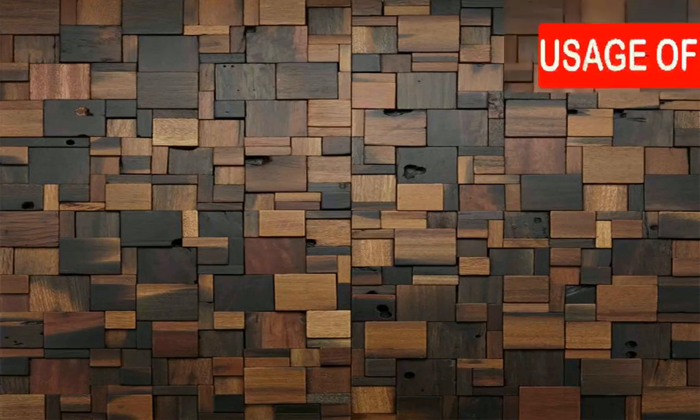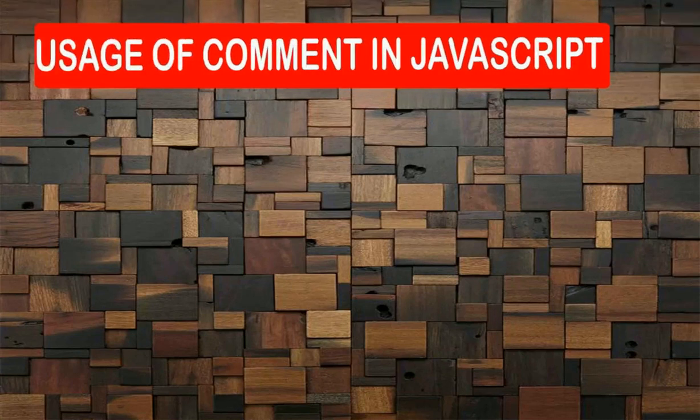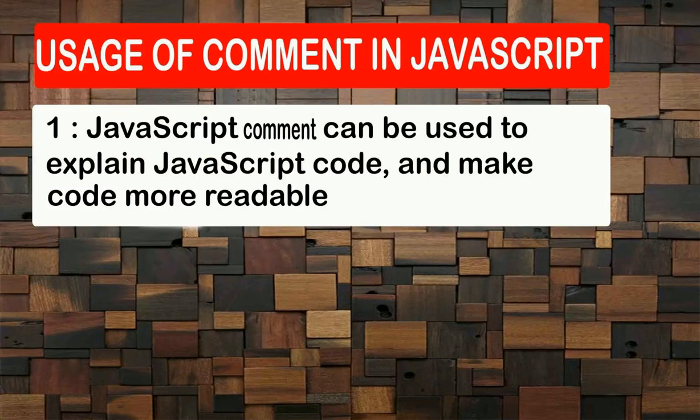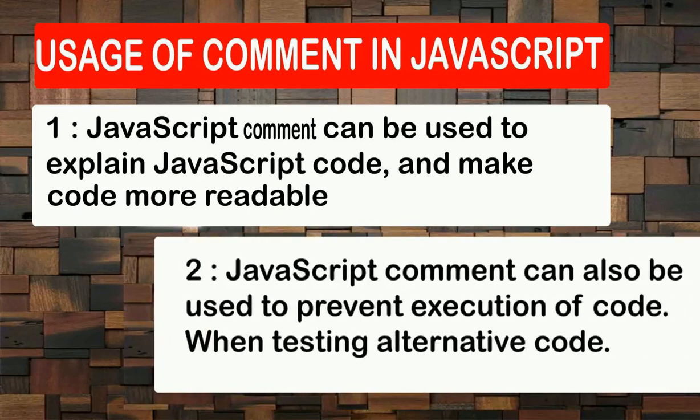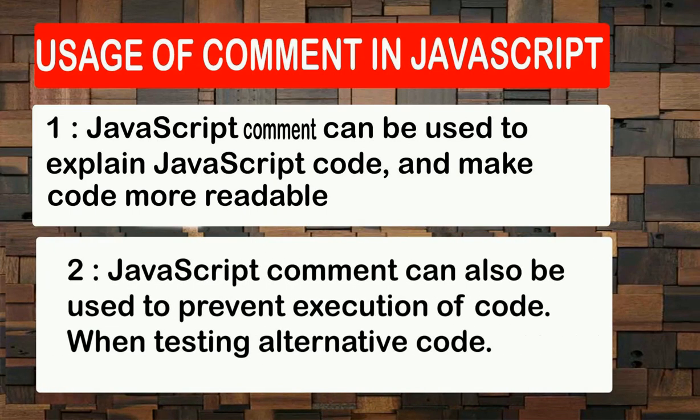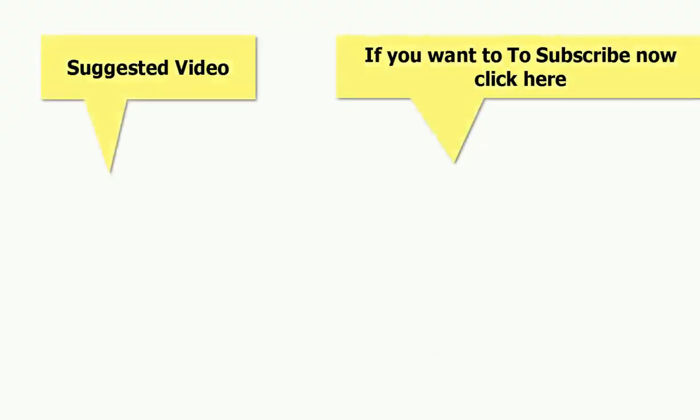Now let us see for what purpose comments are used. First, JavaScript comments can be used to explain JavaScript code and make code more readable. Second, JavaScript comments can also be used to prevent execution of code when testing alternative code. Okay guys, this was the explanation and example of commenting in JavaScript.